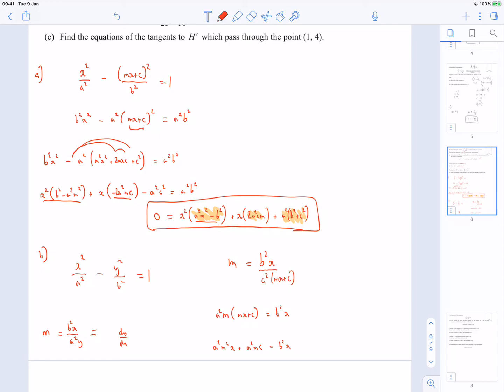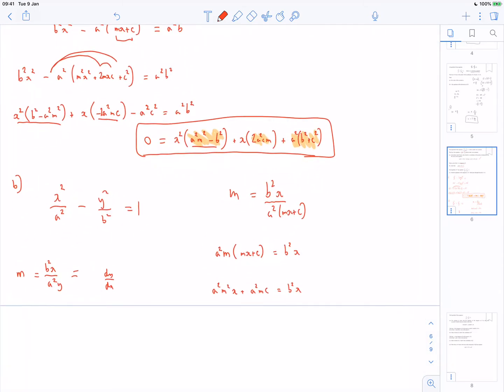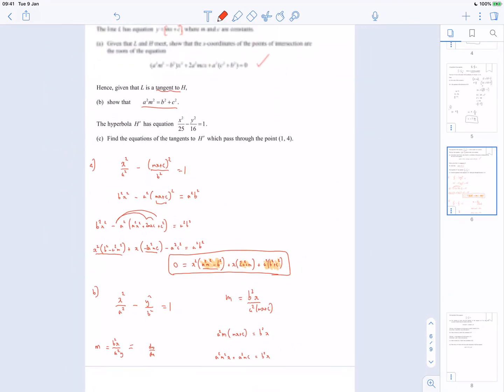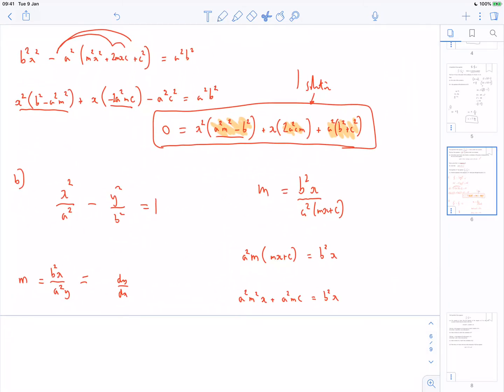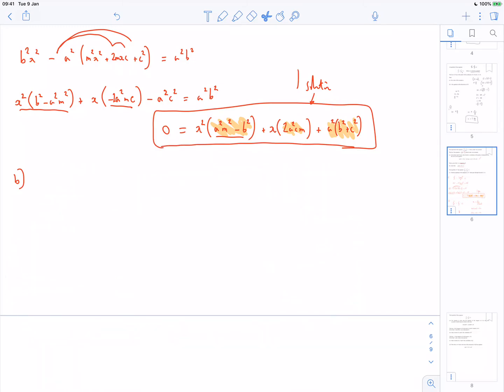How does this work? Oh, wow. So, if it's a tangent to h, there's only one solution to this thing down there. Yeah, okay. I'm massively overcomplicating this. If there's only one solution to this thing, then that means the discriminant, b squared minus 4ac, equals 0. It's got one repeated solution.